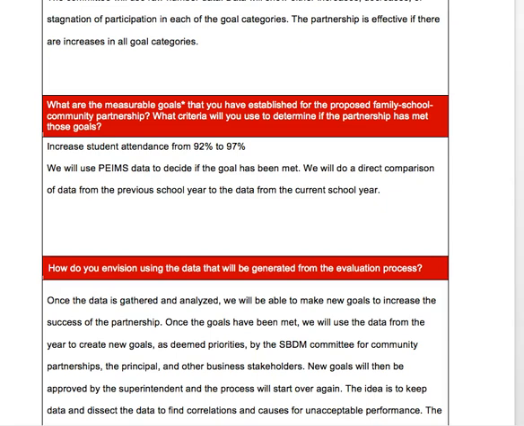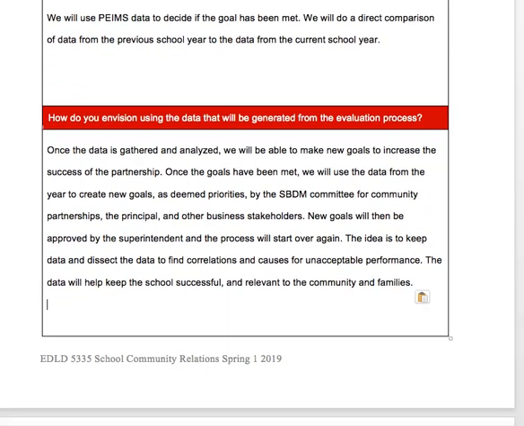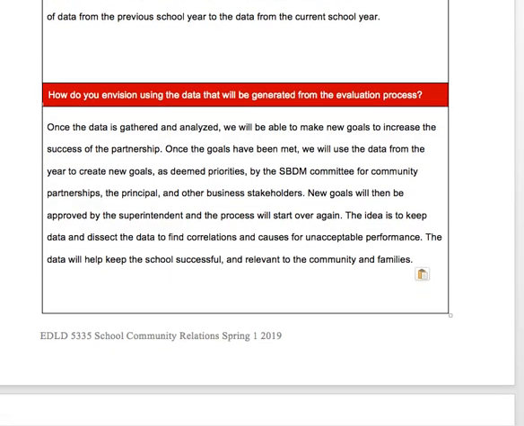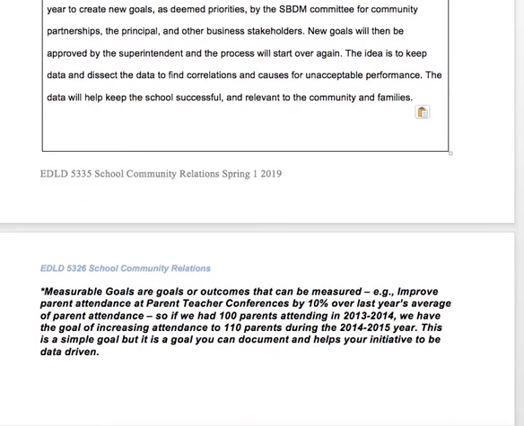And then how do you envision that data being used from the evaluation process? And I've just said once it's gathered and analyzed, we'll make new goals to increase the success. Once the goals have been met, we'll use the data from the year to create new goals. As deemed by all the committee members, new goals will be approved by the superintendent, and the process will start again. The idea is to keep the data and dissect the data to find correlations and causes for unacceptable performances, and the data will keep the school successful and relevant to the community and to the families.